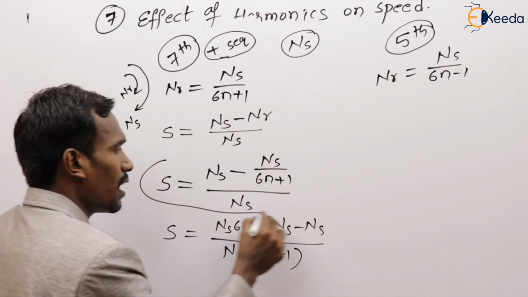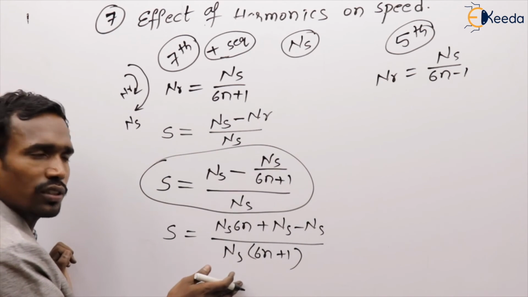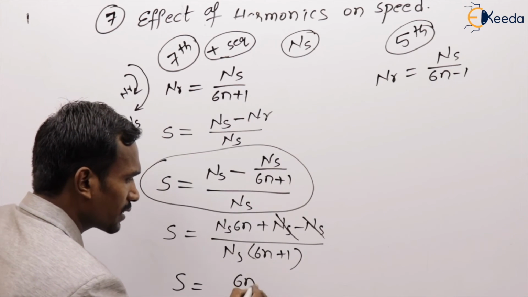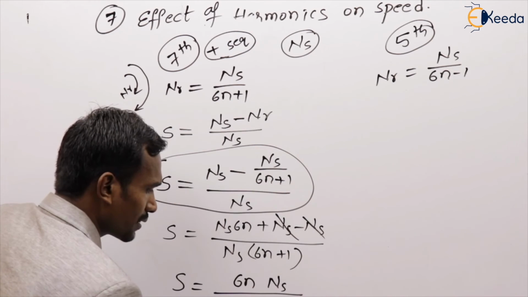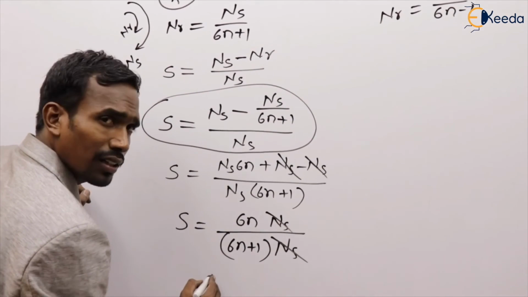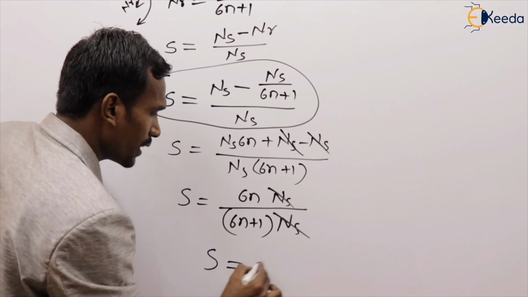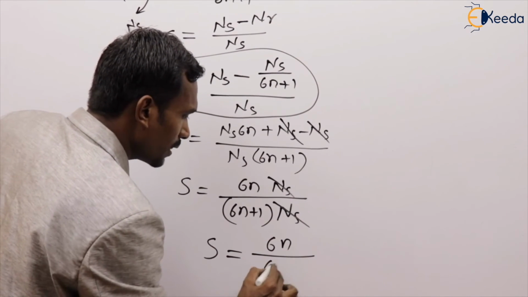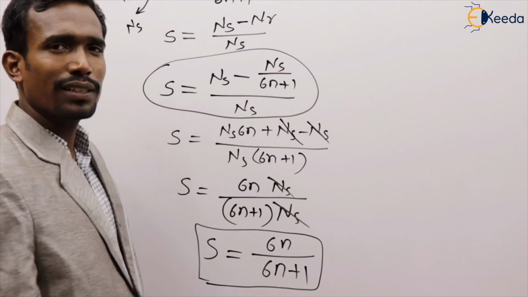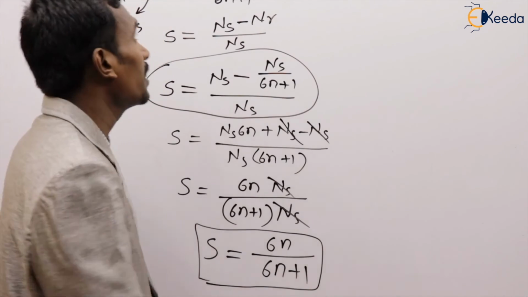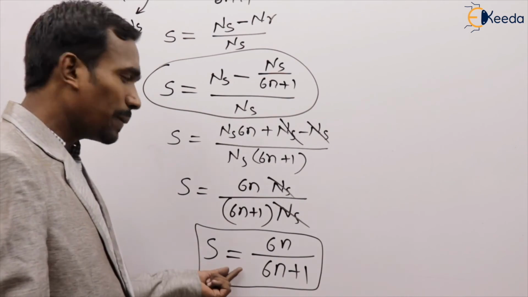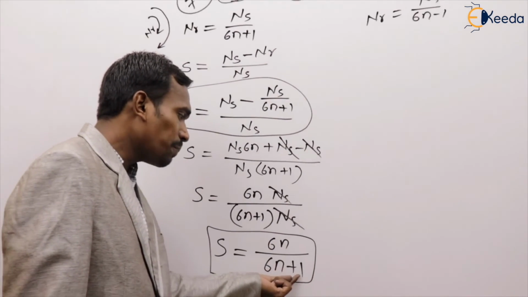Take the LCM and do the solution. Ns gets cancelled. So S is equal to 6n into Ns by (6n plus 1) into Ns. Ns gets cancelled. So S is equal to 6n by 6n plus 1. This is finally the slip for 7th harmonics. 7th group harmonics are 6n plus 1 harmonics. So what is slip here? 6n by 6n plus 1.